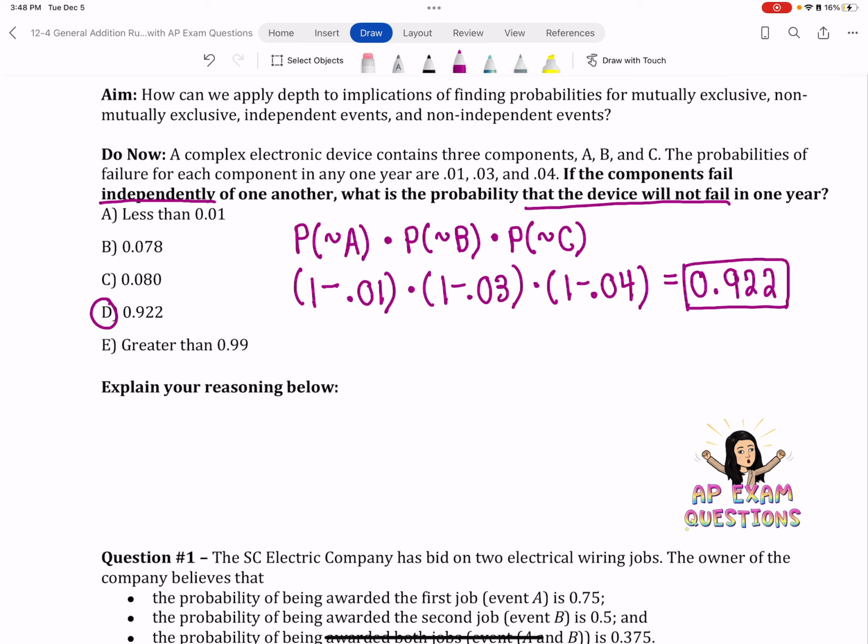So again, an important reminder is that we're using the complement rule. And we can use the complement rule for probabilities with the word not.